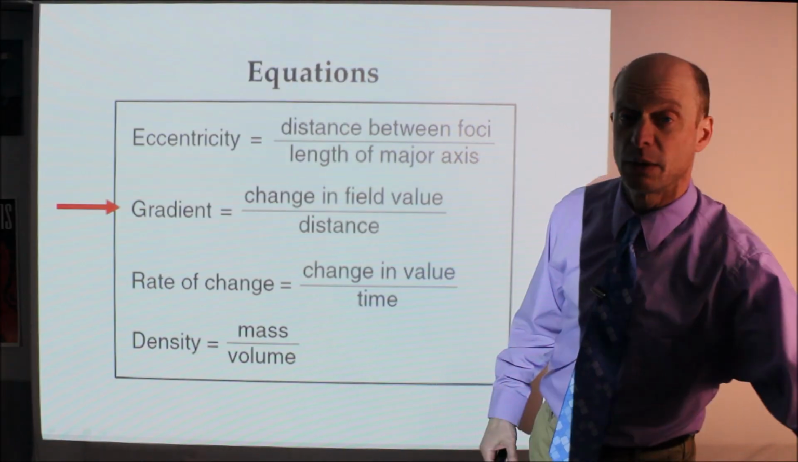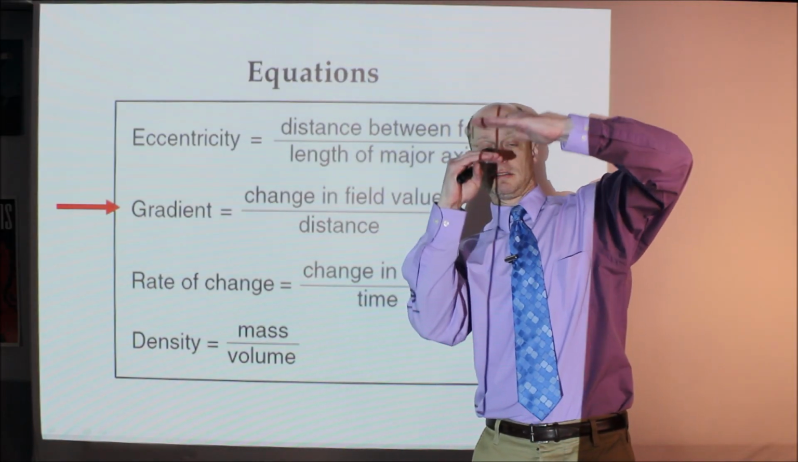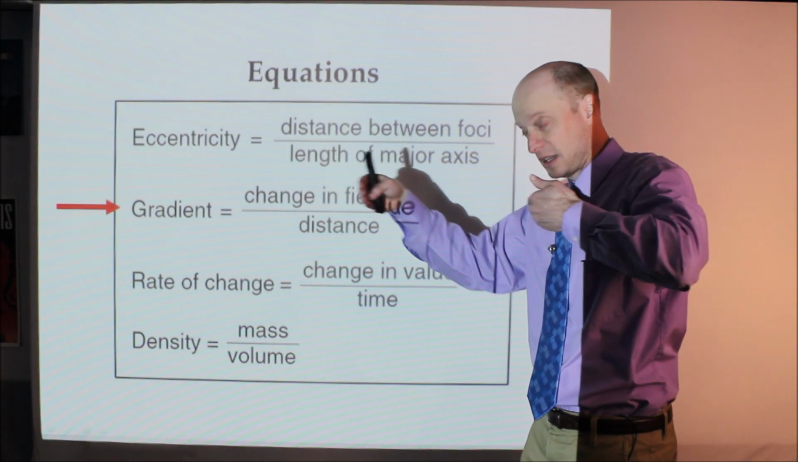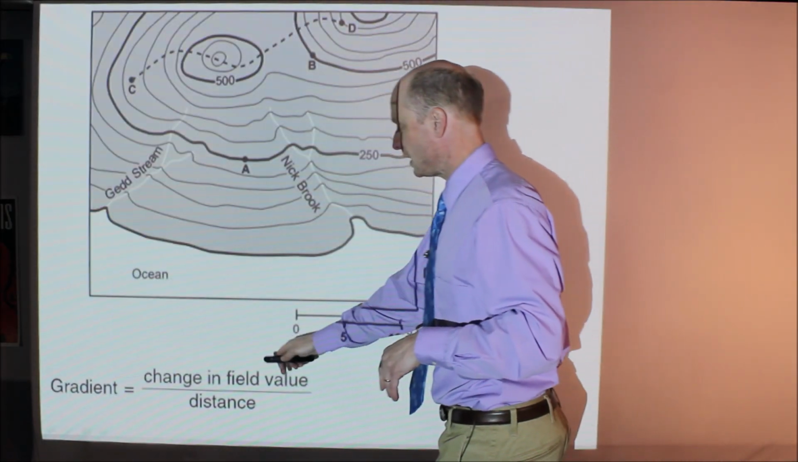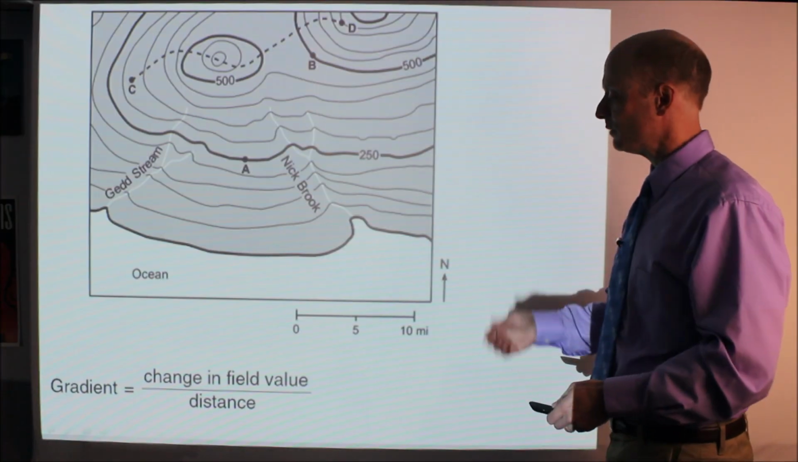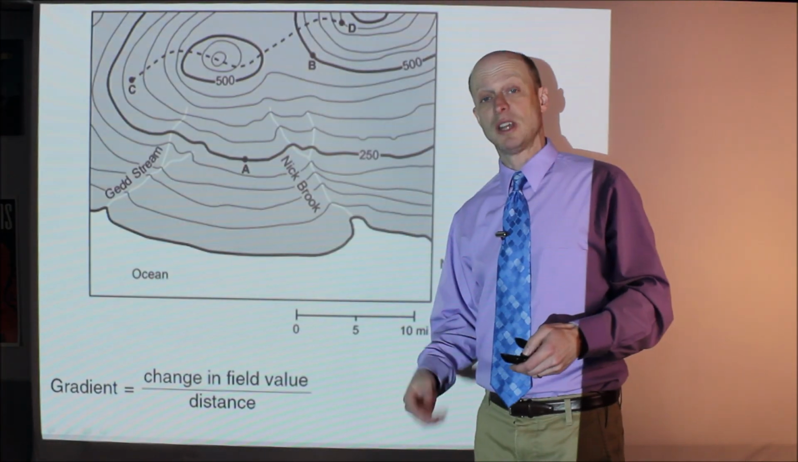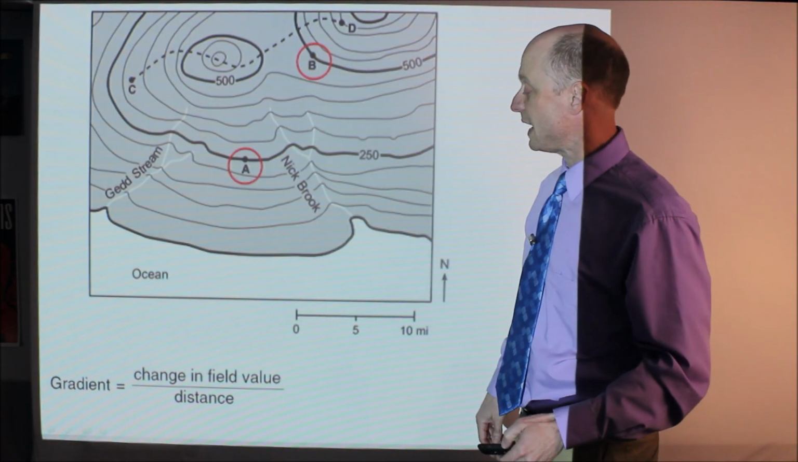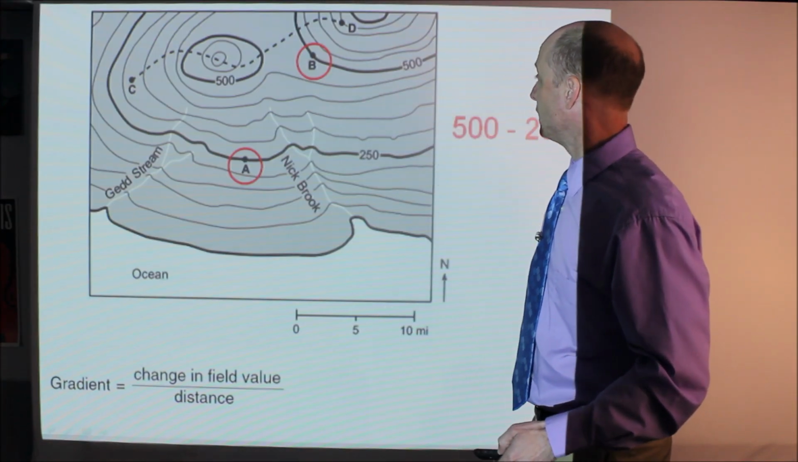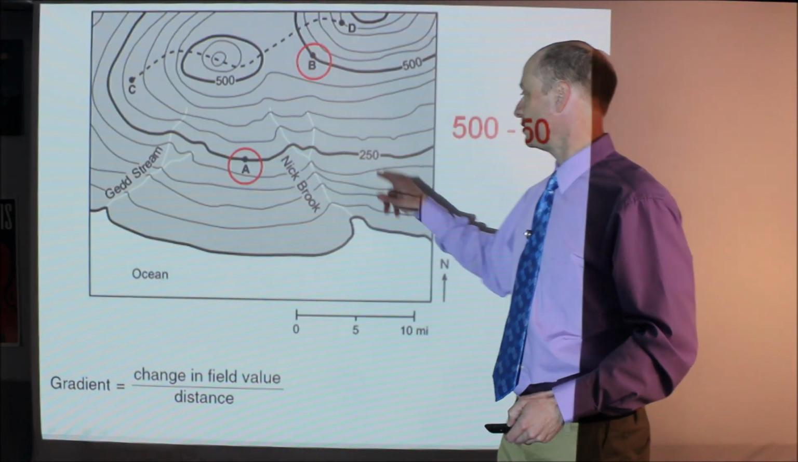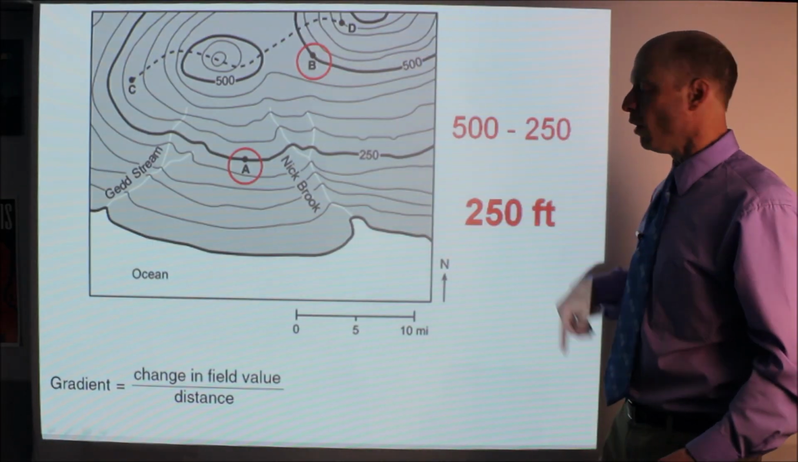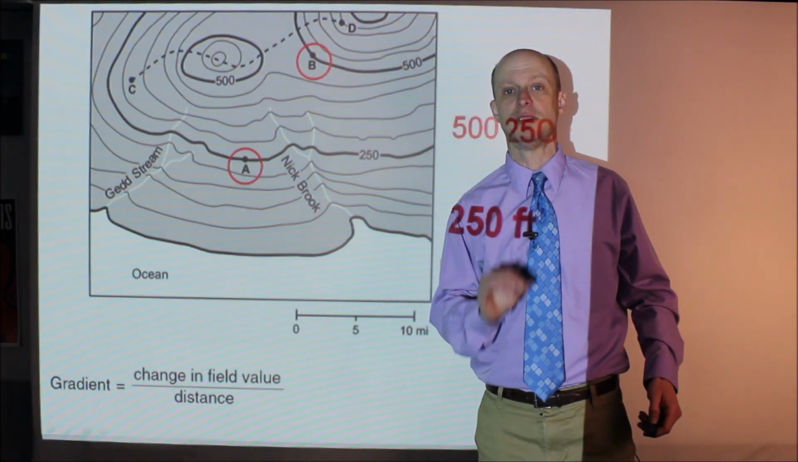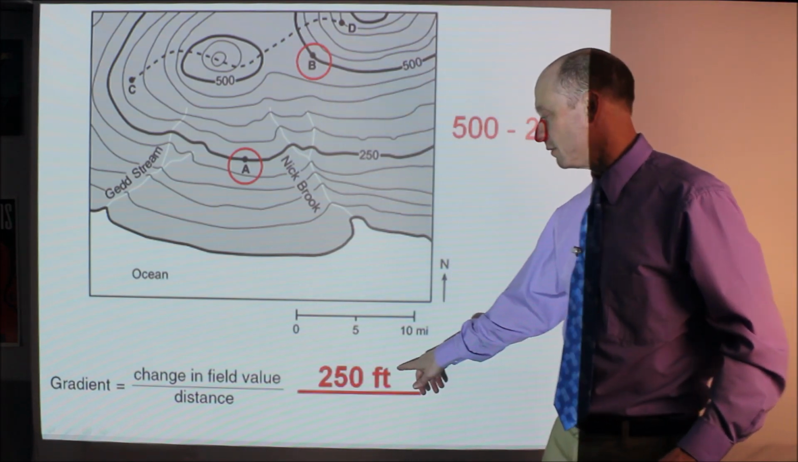Elevation is in this vertical direction, and distance is going to be this way. I'm going to show you how to do it. The formula is gradient equals change in field value divided by distance. So let's find the change in elevation between A and B. B has an elevation of 500 feet, A is 250 feet. Subtract that out: 250 feet is your change in field value. That goes on the top of your formula.